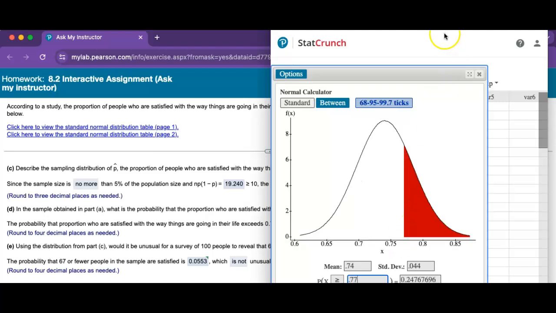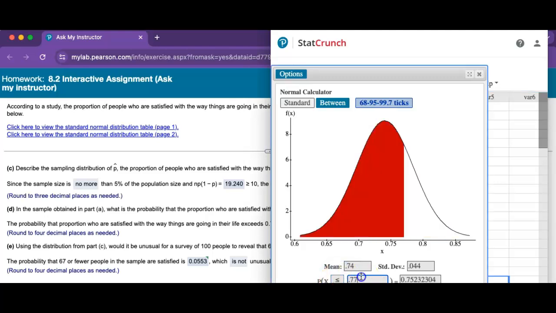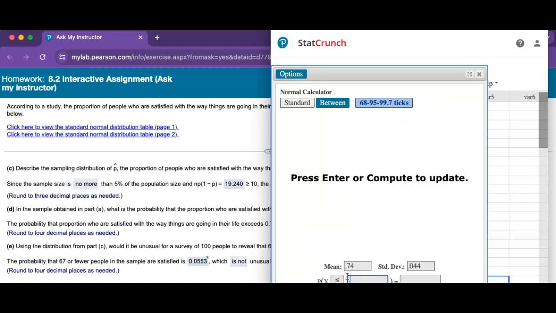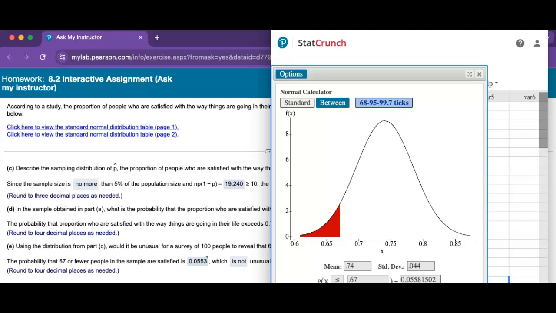And compute. Let me see if we can see that well enough. Well, okay. Anyway, you get this number. And then for the next part, we're going to look at less than or equal to 0.67. And compute. Same mean and standard deviation.